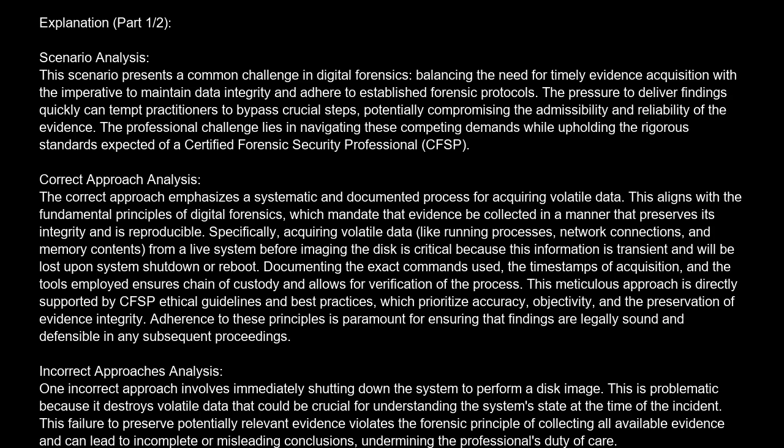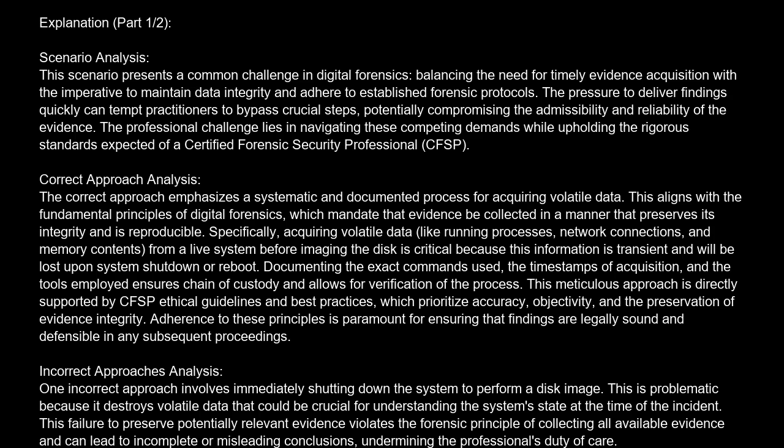Documenting the exact commands used, the timestamps of acquisition, and the tools employed ensures chain of custody and allows for verification of the process. This meticulous approach is directly supported by CFSP ethical guidelines and best practices, which prioritize accuracy, objectivity, and the preservation of evidence integrity. Adherence to these principles is paramount for ensuring that findings are legally sound and defensible in any subsequent proceedings. Incorrect approaches analysis.